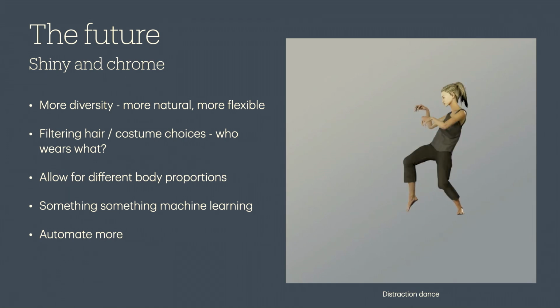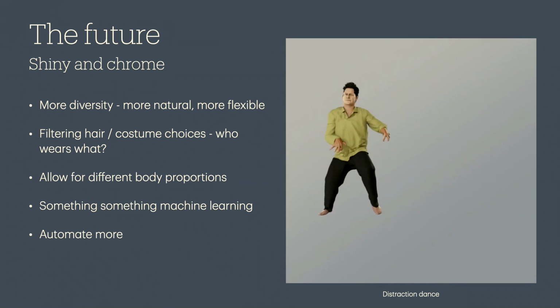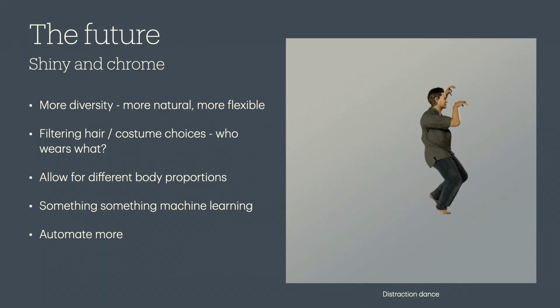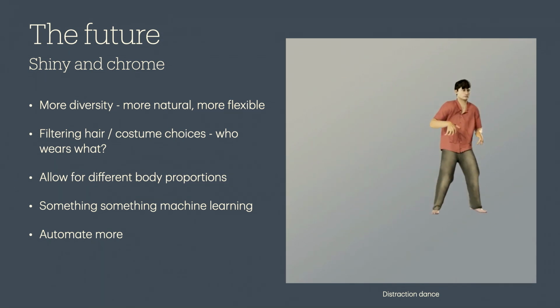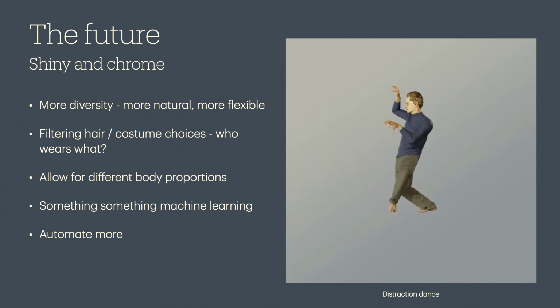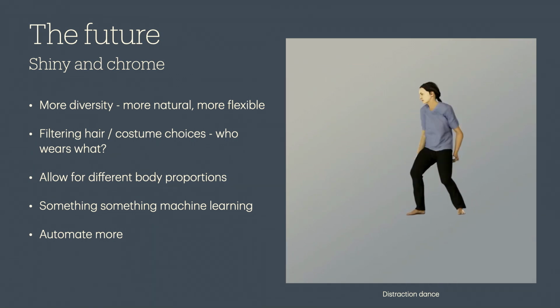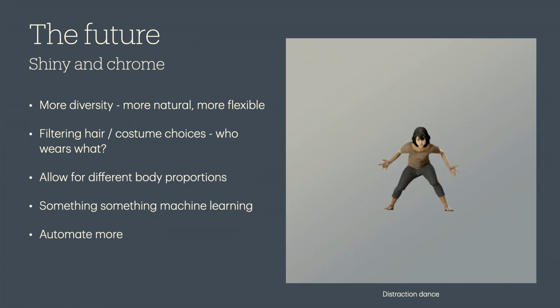Mocap remapping for different agent proportions. Some people have long legs and short bodies. Some people have narrow shoulders, and that all gets mushed out by animation clips of the same limb lengths. Something machine learning, all hail our machine overlords. Human variation quickly slips into a statistics exercise, so you can see how machine learning approaches could fit well into this sort of thing. And finally, automate the hell out of this so we can all go home on time.